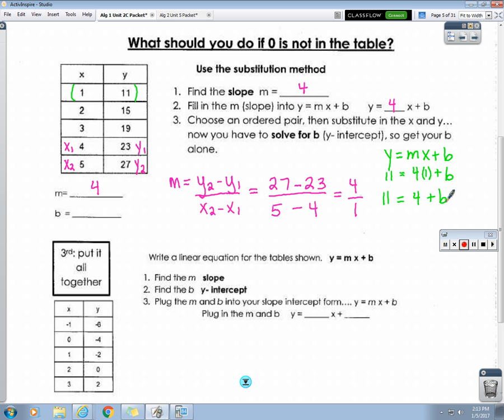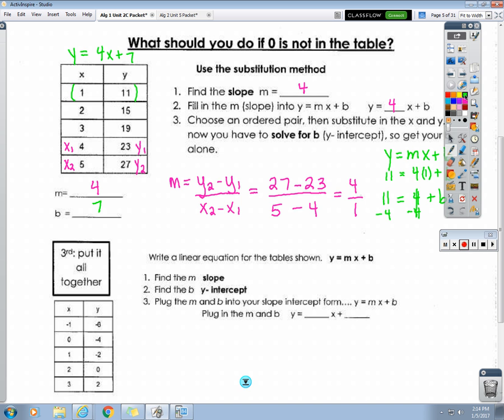And now to solve for b, what do I do? Subtract 4 on both sides, so b equals 11 minus 4, which is 7. So now that I know the m and the b, I know the entire equation is y equals 4x plus 7. Now, some of you may be thinking, keep watching for a second, I'll give you time to copy.